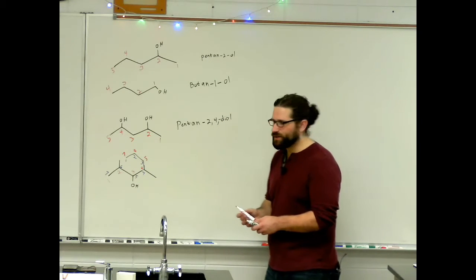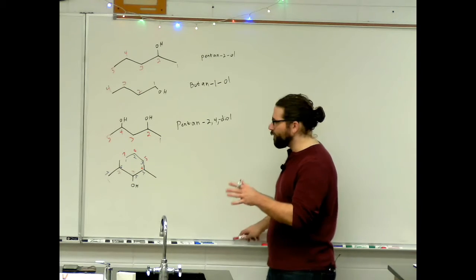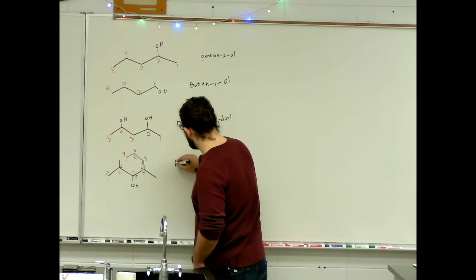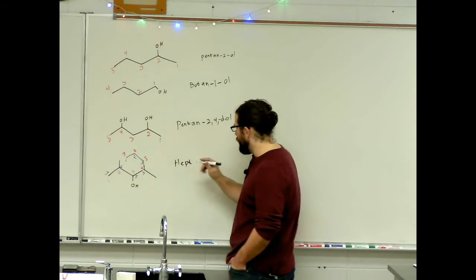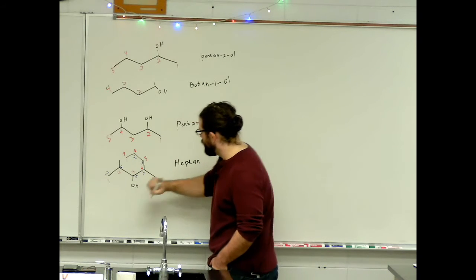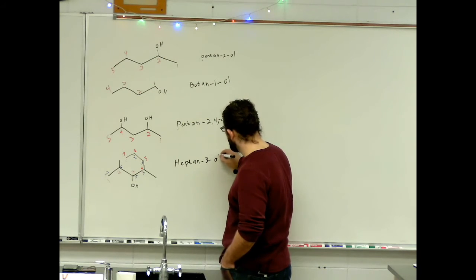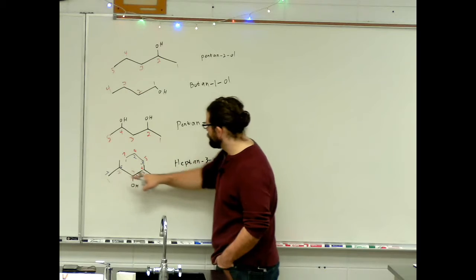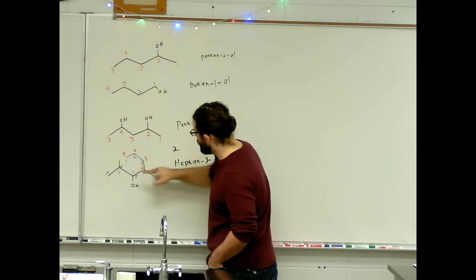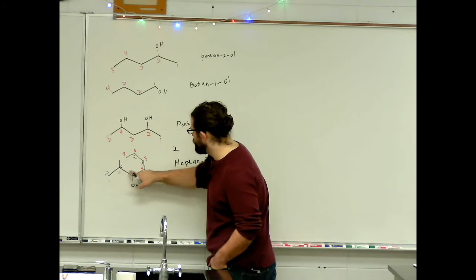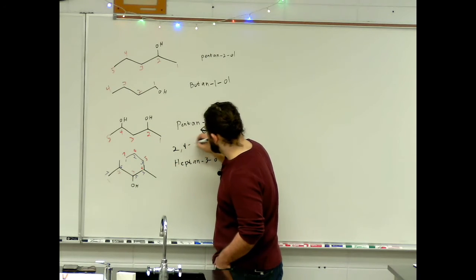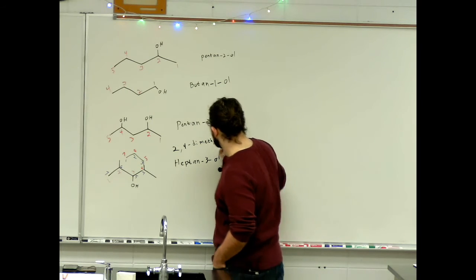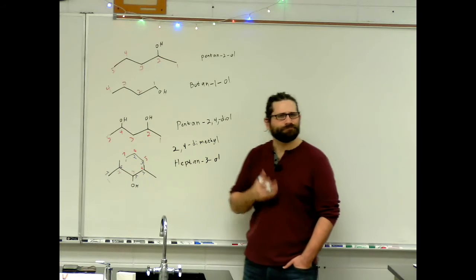Let's come back to that in just a minute. So let's give this a name, and then let's talk about that higher priority. So I've got 7, that's hept. No double bonds, that's an. And then alcohol on the 3. Heptan-3-ol. But then I've got on the 2 carbon a methyl group. And on the 4 carbon, another methyl group. So 2,4-dimethyl heptan-3-ol. Okay, there we go.